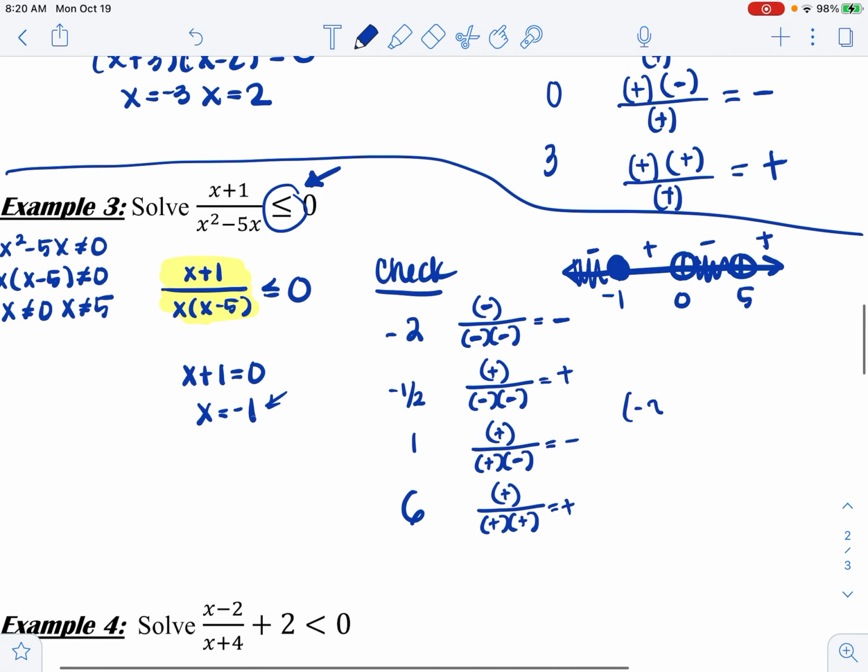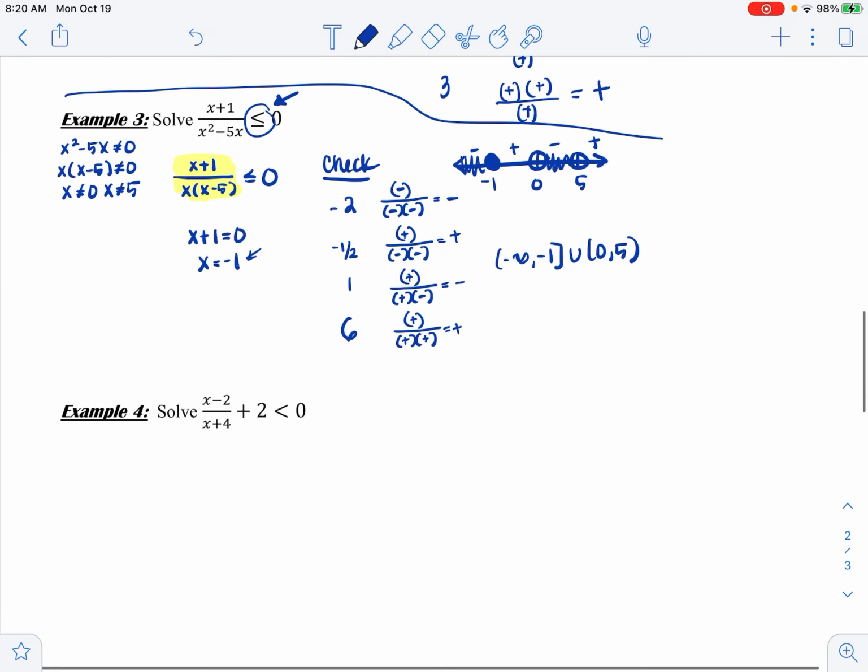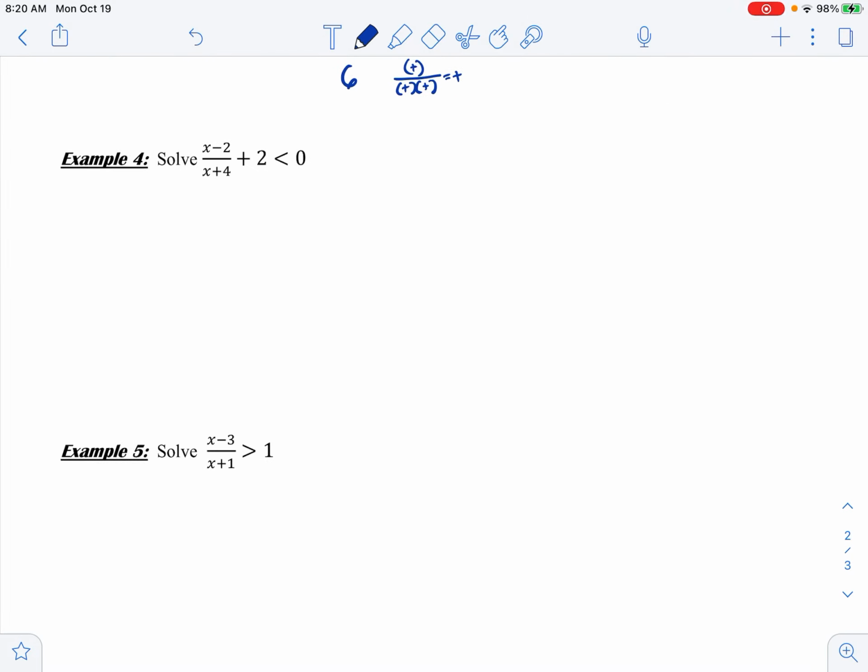I need to write that as an interval notation. So that's negative infinity to negative 1, including 1, union 0 to 5, not including either. And there's my solution set.